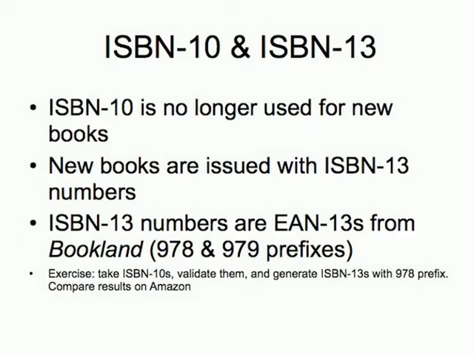Ten-digit ISBN numbers are no longer issued for new books. ISBN 13 numbers are actually EAN 13s, except instead of the country code, they use 978 and 979 country prefixes. This virtual country is sometimes called bookland. However, because different algorithms are used for calculating the checksums, you can't just take an ISBN 10 number and put the bookland prefix in front of it. You also have to recalculate the check digit.